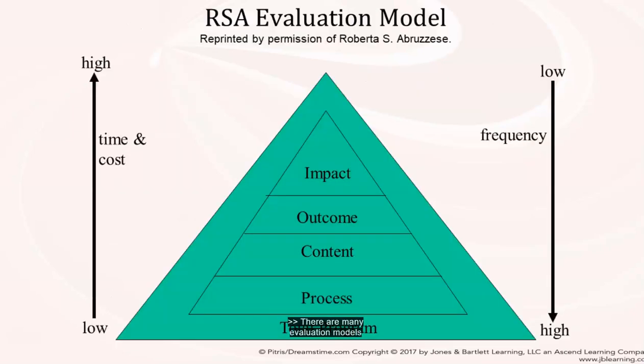There are many evaluation models, and we will cover several here. The first is the Roberta Strassel-Abrazoszeze, or RSA model, for classifying types of educational evaluations into different levels. The levels are from the simplest process evaluation to the most complex impact evaluation, and all of them are used to develop a total program evaluation.